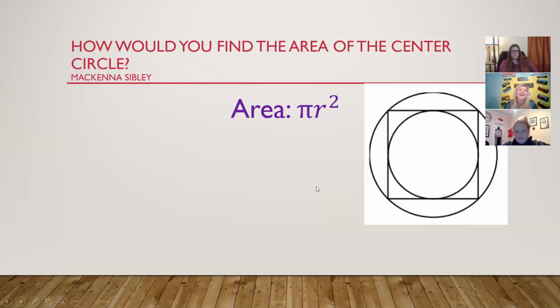Yes. Okay, Mackenna, how would you find the area of the center circle? Kind of how you said last time. So we have the units of the square, 10. So that would make the radius, which is the R of the circle, 5. And you would square that to get 25. And then you would just multiply that by pi and you get the answer. Okay, that's pretty easy. Yes. Thank you.